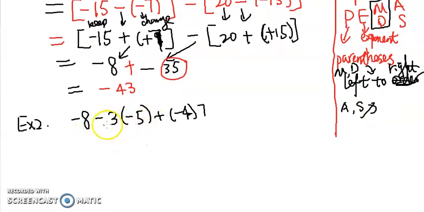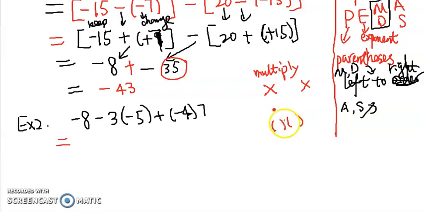In the second example, we have some multiplications involved, although we don't see any multiplication sign. Traditionally in elementary school we learn this cross as multiplication. But when we learn algebra, this can be confused with the letter X, so we try to avoid using this cross for multiplication. Commonly we use a dot to represent multiplication, but you can also use parentheses to represent multiplication.